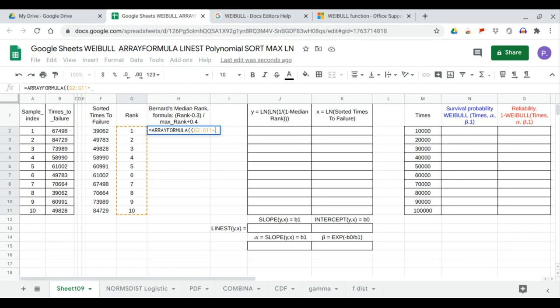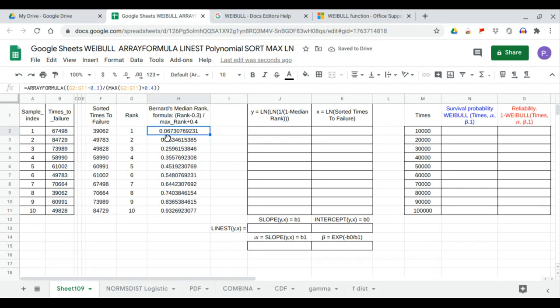minus 0.3 all over maximum of the rank plus 0.4. Enter.